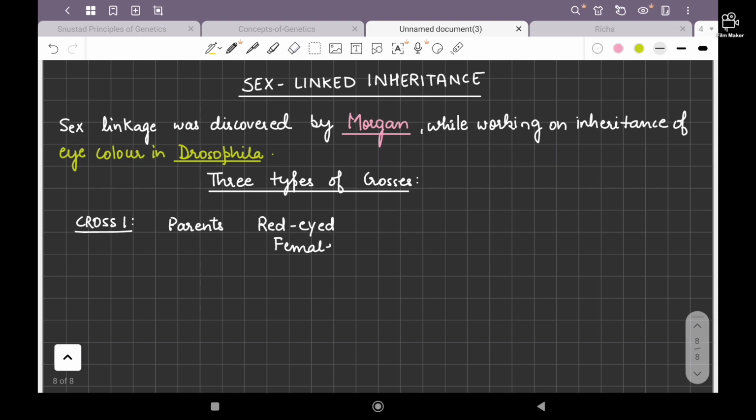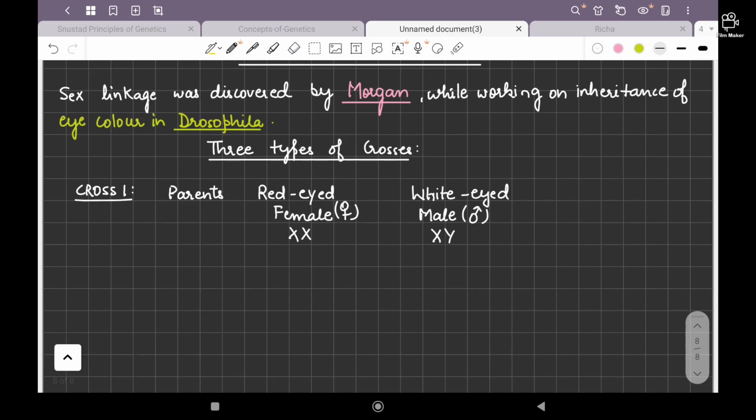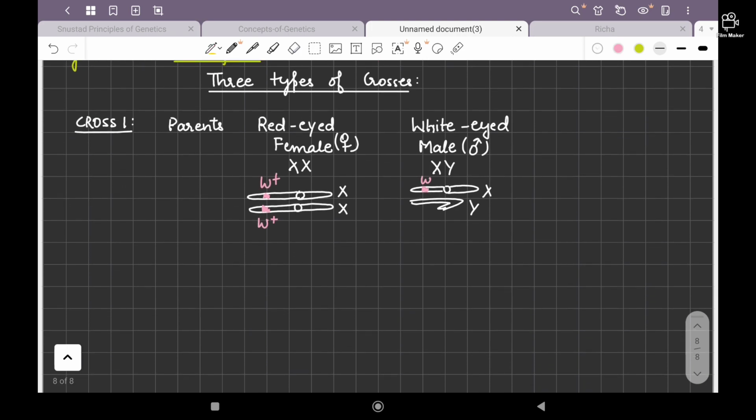In the very first cross, he chose parents in which the female Drosophila is red-eyed. She has the wild type gene on her X chromosomes, while the male is white-eyed, which means the male has the recessive or mutant type gene on the X chromosome only. So here we can see the female is XX and the male is XY. The female has the wild type and the male has the mutant type gene.